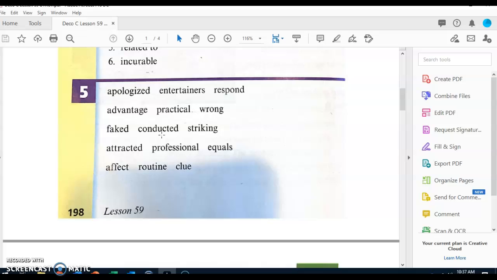Next word, what word? Conducted. Next word, what word? Striking. Next word, what word? Attracted. Next word, what word? Professional. Next word, what word? Equals. Next word, what word? Affect. Next word, what word? Routine. Next word, what word? Clue.